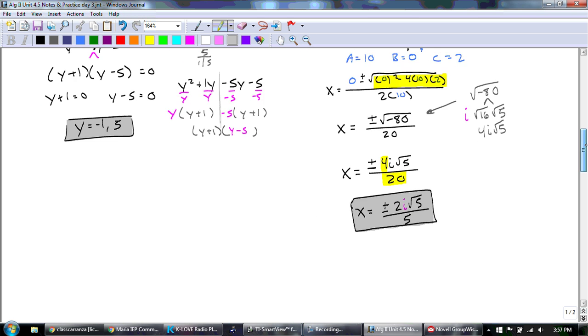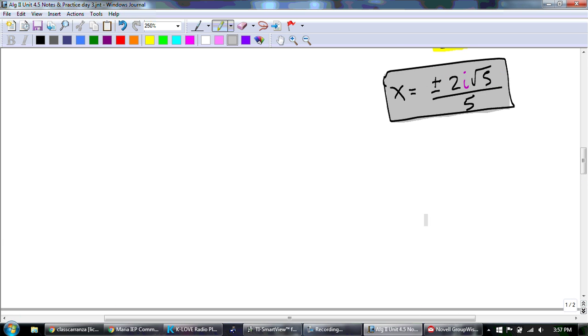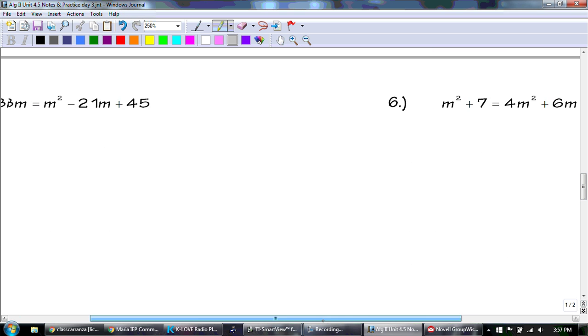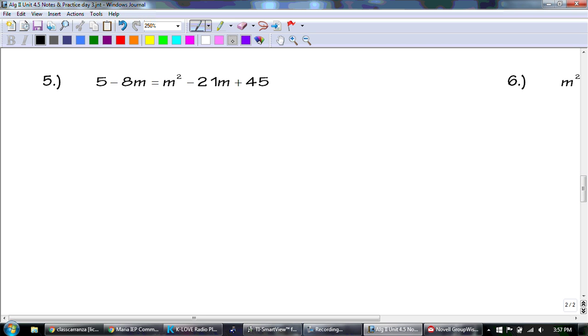All right, let's go ahead and flip it over. Number 5. Go ahead and get the variable, or set it equal to 0. Good luck.